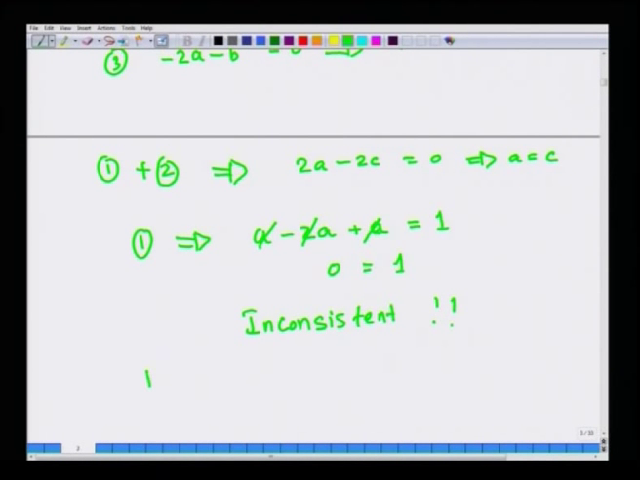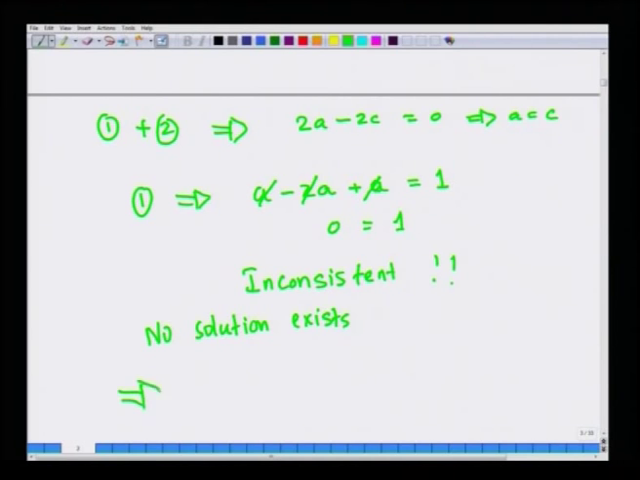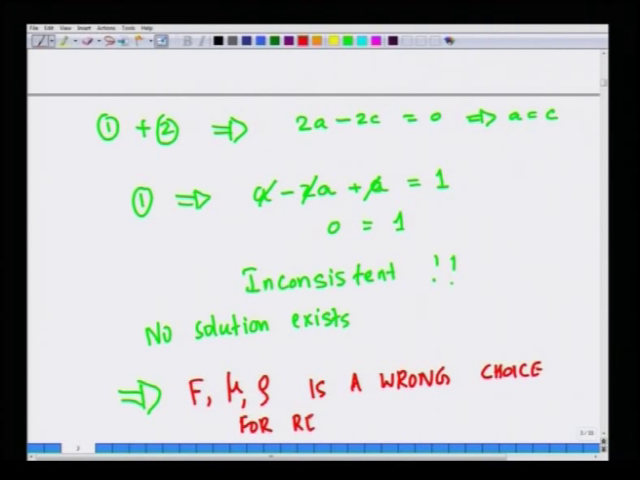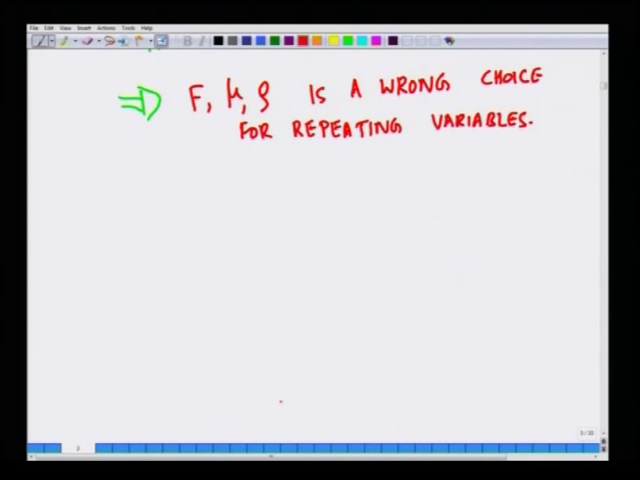That means no solution exists, which implies that F, mu, rho is a wrong choice for repeating variables. Therefore, we have to choose some other set of variables.